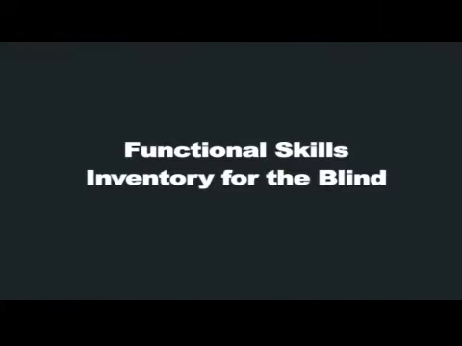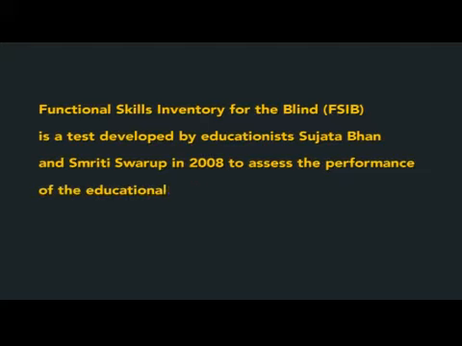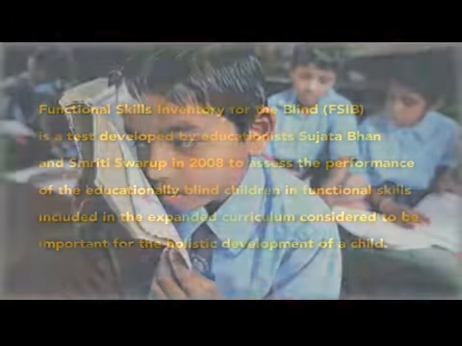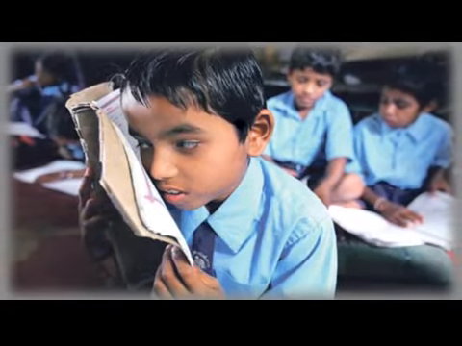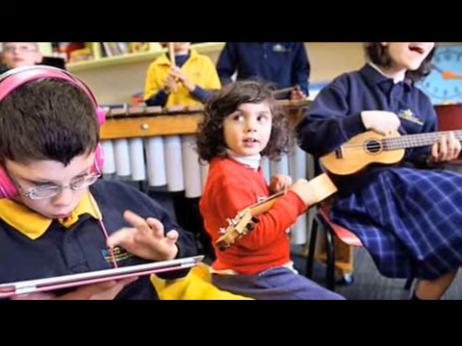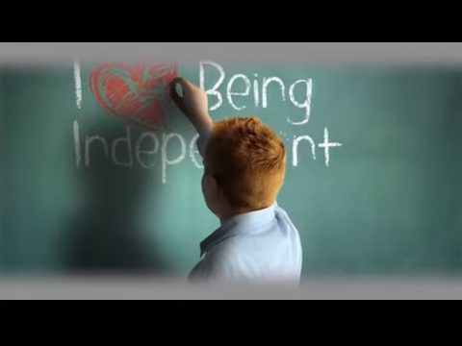Functional skills inventory for the blind. Here, functional skills inventory for the blind is a test developed by educationists Sujata Ban and Smriti Swarup in 2008 to assess the performance of the educably blind children in functional skills included in the expanded curriculum considered to be important for the holistic development of a child. The skills that the child needs to develop can be taught and practiced by him at school and then transferred to the home environment for making the child a competent, independent human being.